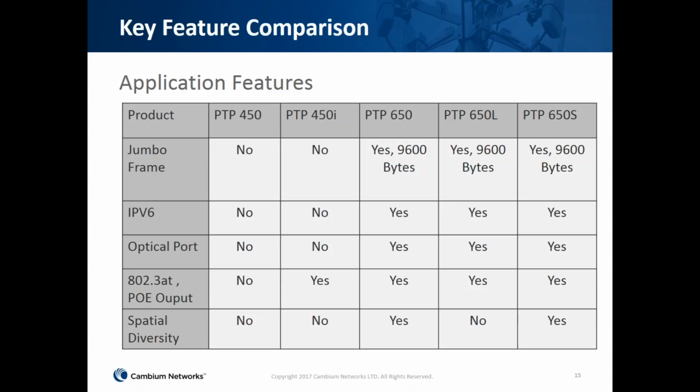And then spatial diversity is a special application where I'm going to try to make a link work across a wide expanse of water or a desert or a flat surface. Spatial diversity, which can be modeled in our link planner software, is available on 650.